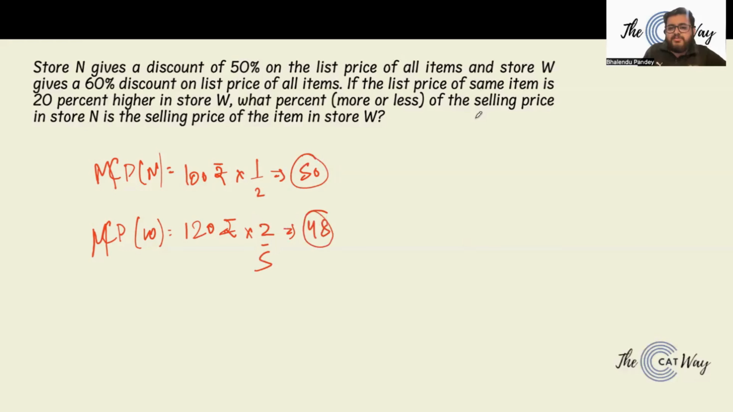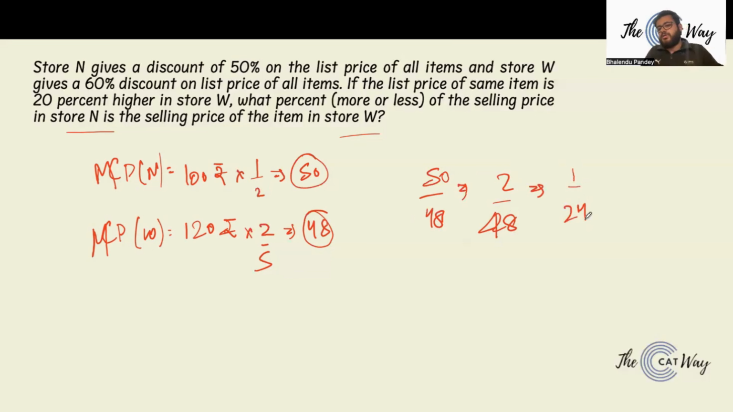So what percentage more or less is the selling price in store N? The comparison is with store W. So it is 50 by 48. That means there is an increment of 2 over 48, or an increment of 1 over 24. So 1 by 24 simply gives you what percentage? This will give you 4.1667%. Correct? So that would be the correct answer: store N's selling price is 4.166% more than store W's selling price. Right? Let's move on to the next.